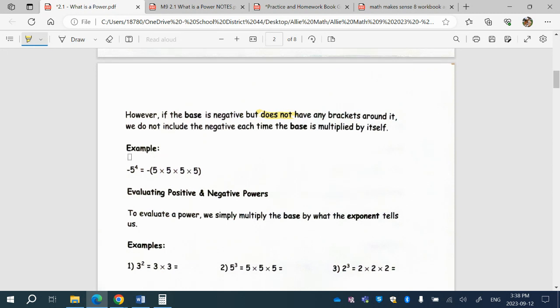So if it had brackets, it would end up being negative 5 times negative 5 times negative 5 times negative 5. But because it doesn't have those brackets, we draw it like this.